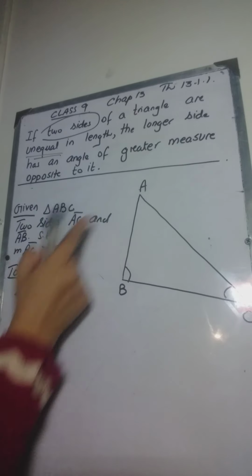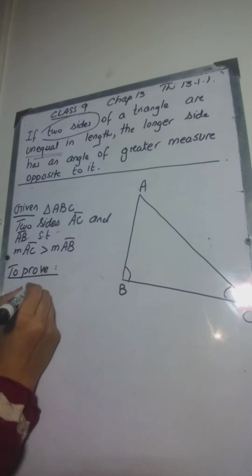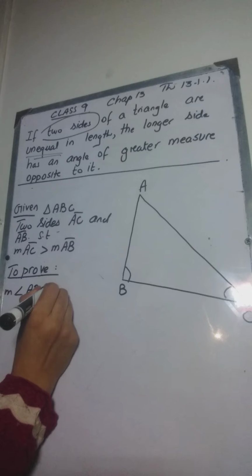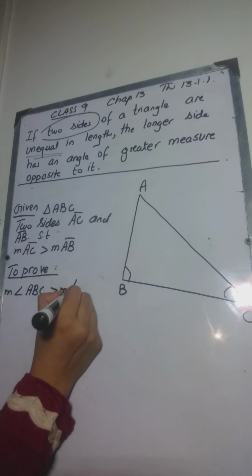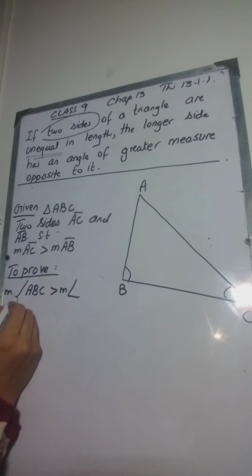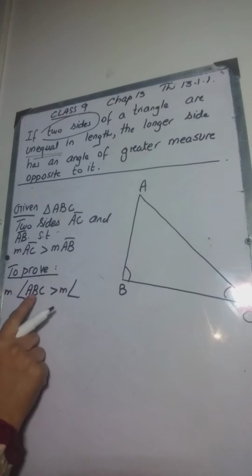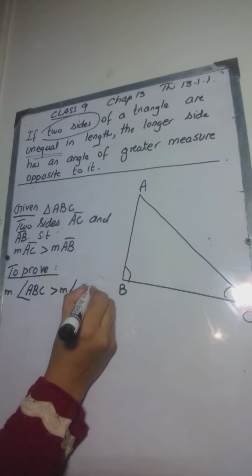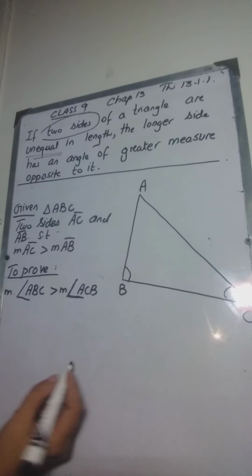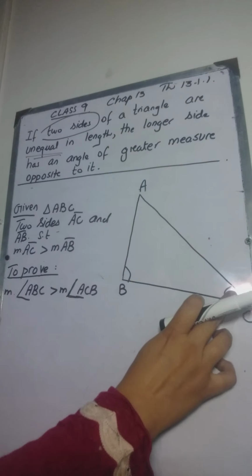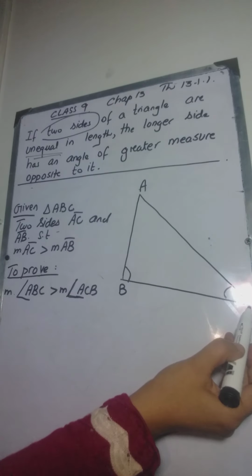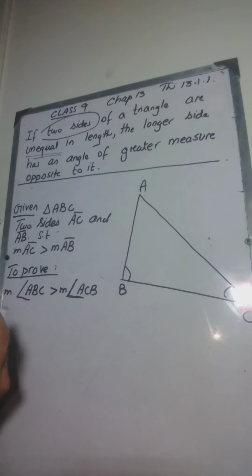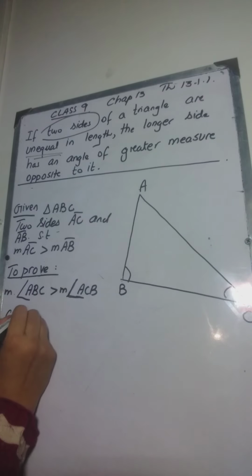So we need to prove that the measurement of angle ABC is greater than the measurement of angle ACB. This is the angle sign. So we need to prove that this angle B will be greater than this angle C, angle ABC will be greater than angle ACB. In order to prove it, we need to do a few steps of construction.